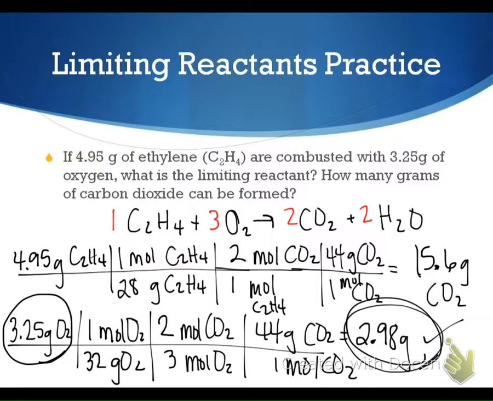Okay, so here we should have gotten 15.6 grams if our ethylene was our limiting reactant, but we knew oxygen was, so we only can get 2.98 grams of carbon dioxide to be formed. Okay?